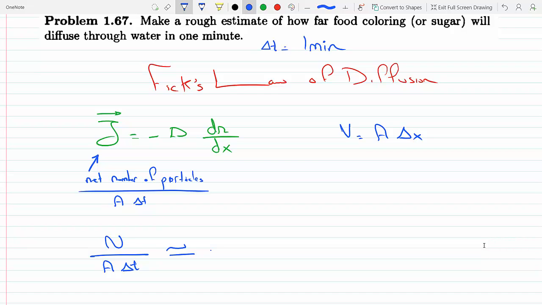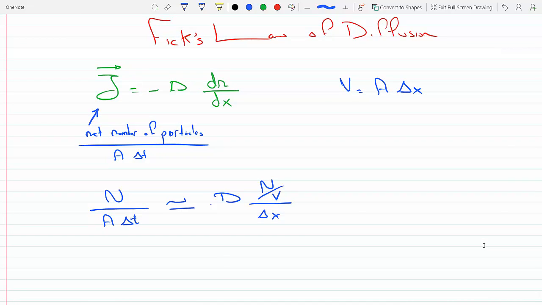I'm just going to use absolute values since I'm just finding how far. So this is D times n, the particle concentration, which is how many particles I have per volume, divided by delta x. Now we have the same n on both sides. That means we want a substantial fraction of the molecules, a big amount, to cross from one side of the region to the other.